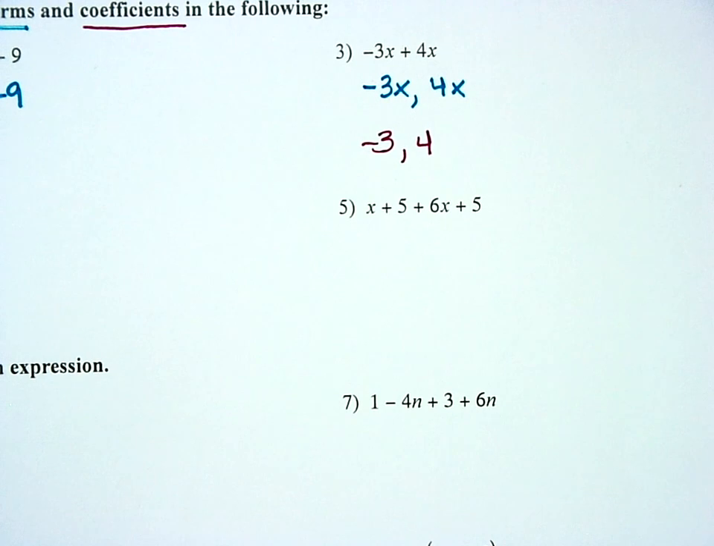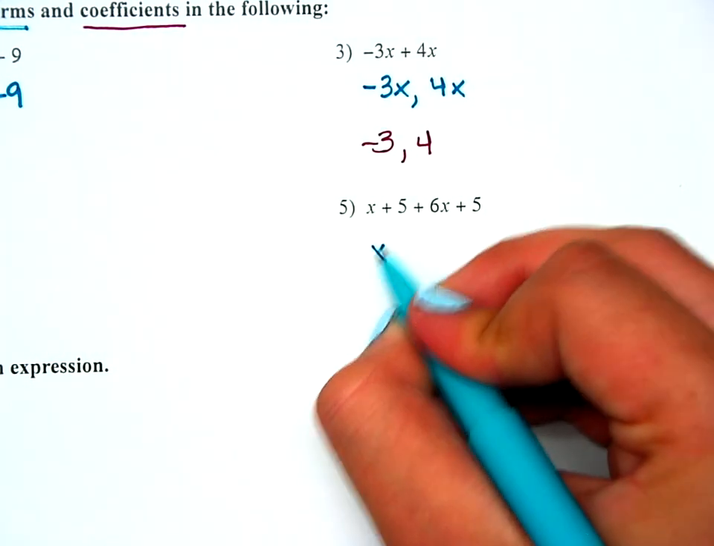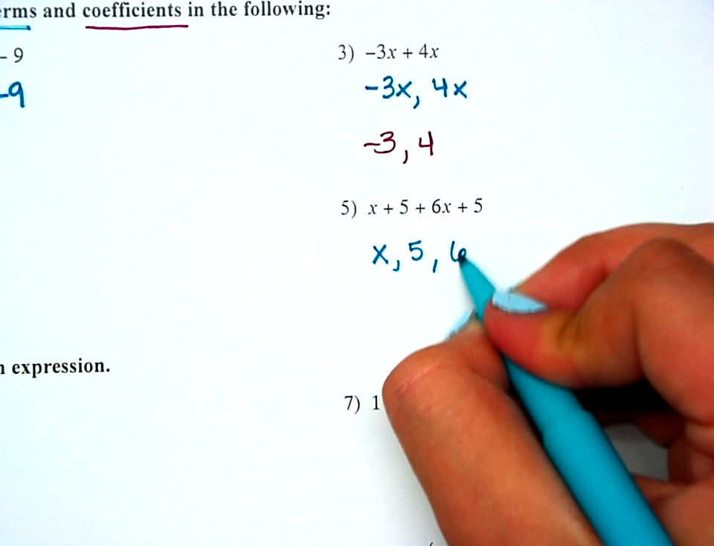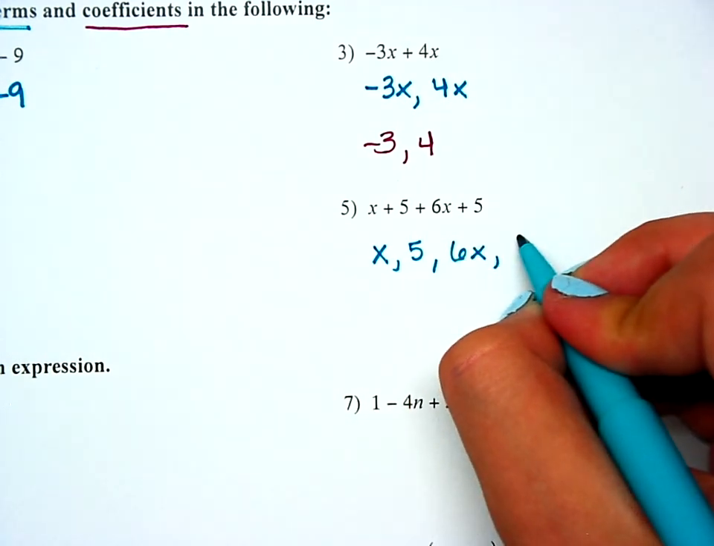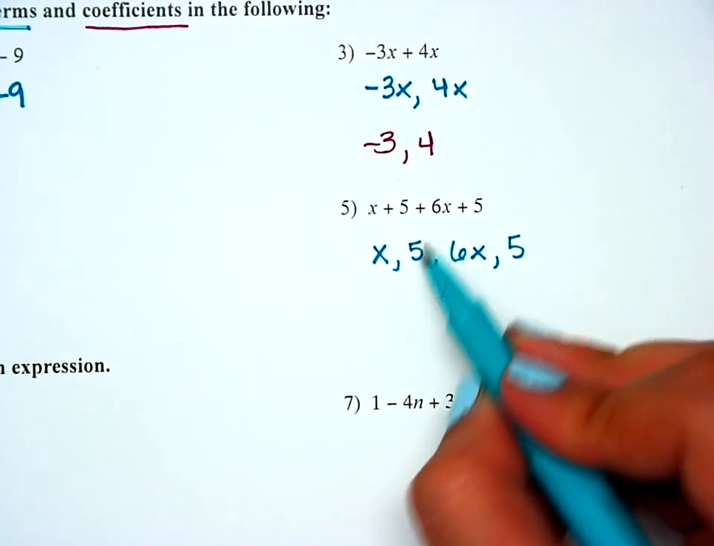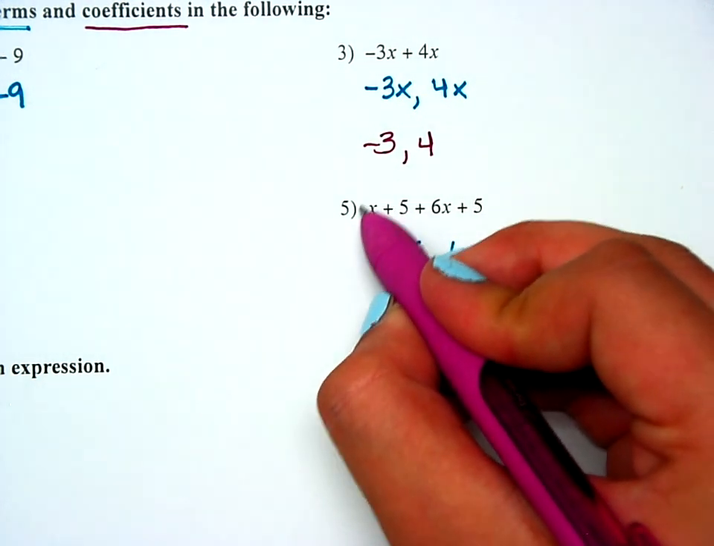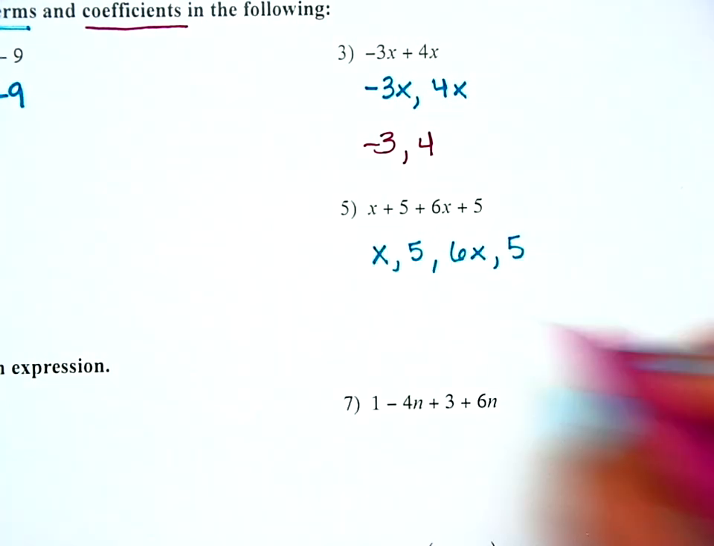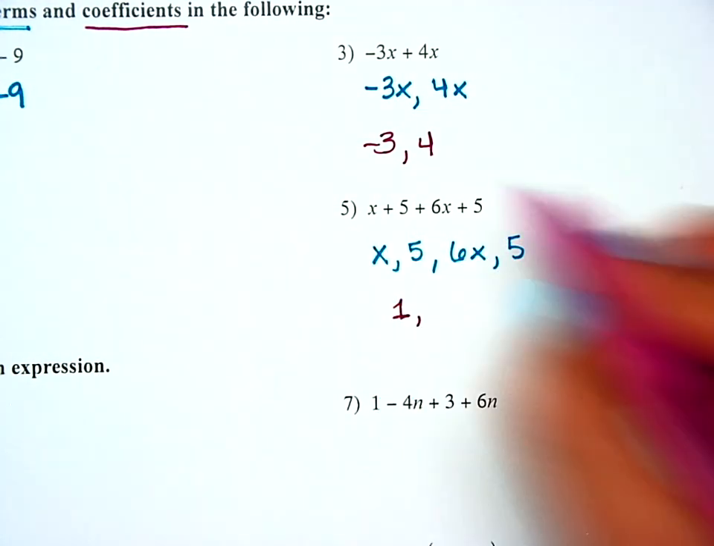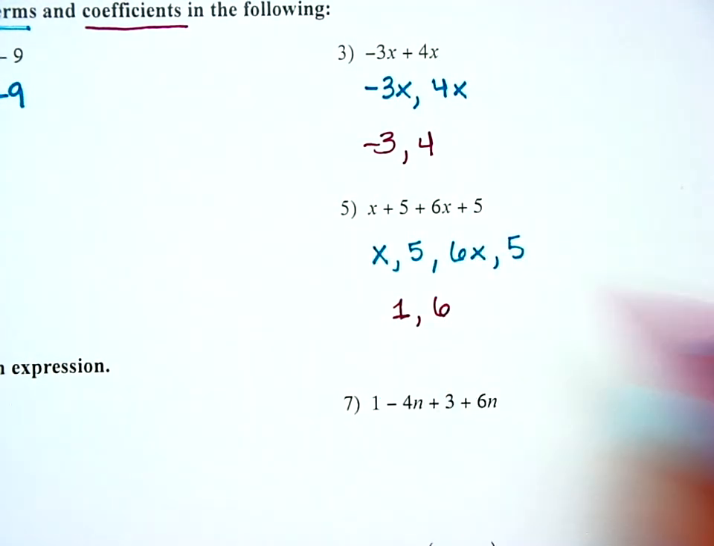Okay, and then last one we have here are terms. We've got 4 terms here, x, 5, 6x, and we can list 5 again, or you can just list it once. I would probably just list it once. That's my preference. Okay, and then our coefficients are going to be, again, there's no number in front of x. That's like multiplying it by 1. So that's my first coefficient, and this is a positive 6. So those are my coefficients.